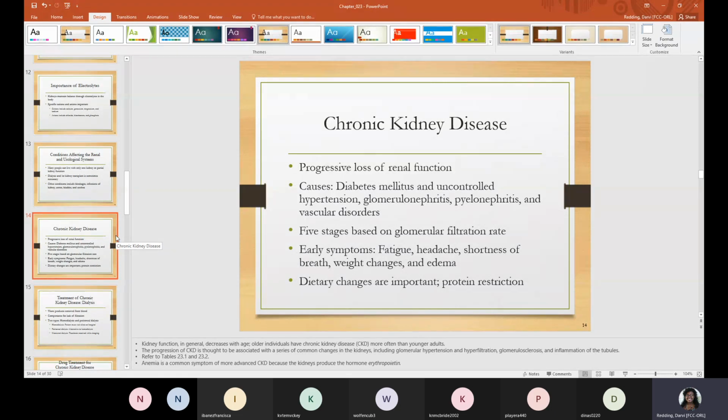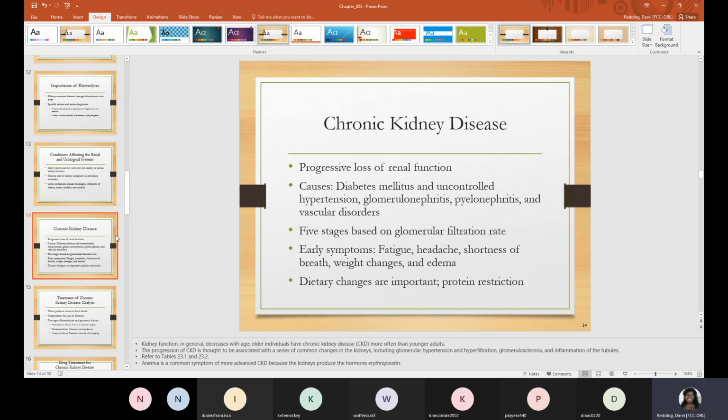They can have glomerulonephritis, pyelonephritis, and vascular disorders. And when it comes to chronic kidney disease, there are 5 stages that are based on the glomerular filtration rate.